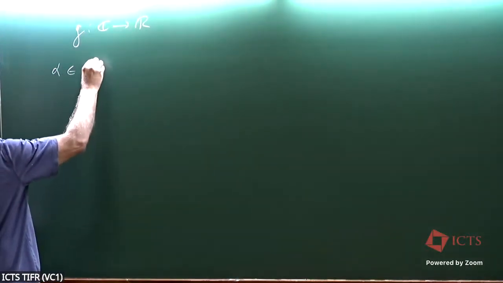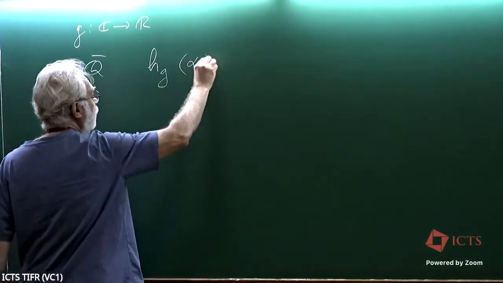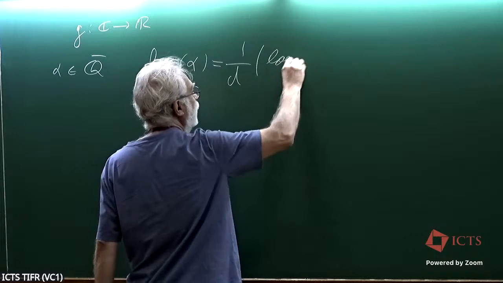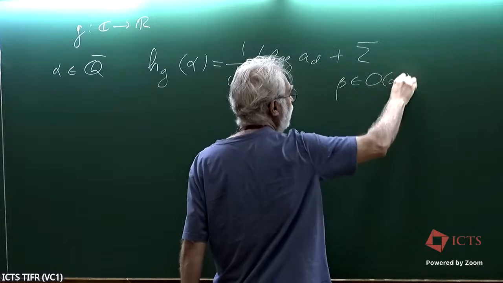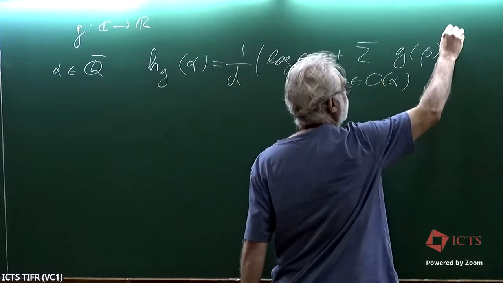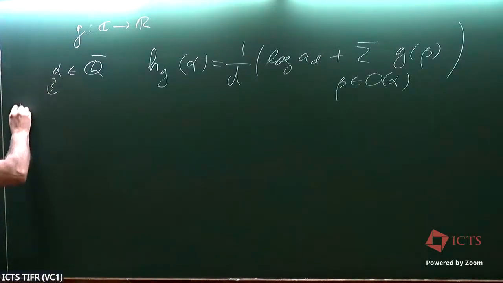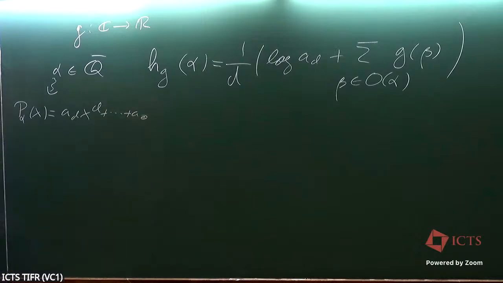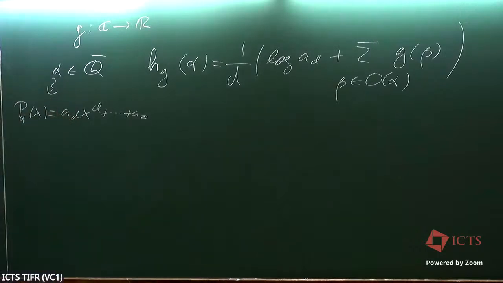If alpha is an element of Q bar, then the height corresponding to g of this number alpha was defined as 1 over d, then the logarithm of A_d, and then plus the sum for all beta inside the Galois orbit of alpha of the function g evaluated at beta. Okay. Remember that to the number alpha, we associate the minimal polynomial of alpha that has the shape A_d x to the d plus ... plus A_0. And then here we see the leading coefficient of the minimal polynomial and the degree of the minimal polynomial.